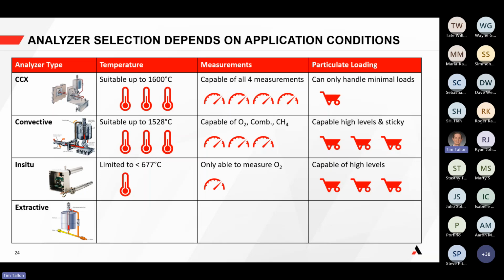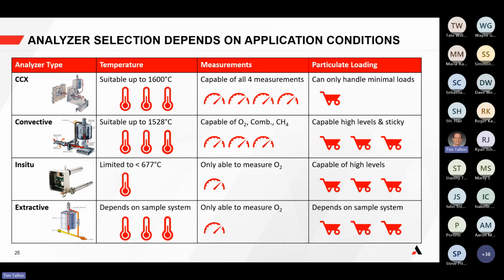But that's only able to measure oxygen. So it's only able to make a single measurement, and that's actually limited to the temperature that can be reached, at less than 670 degrees Celsius. So that's also limited on temperature. So you have this balancing of what are you looking to measure? Are you looking for optimization and additional safety with combustible methane, or are you simply looking for an oxygen measurement in high particulate loads? And then finally is the extractive type.